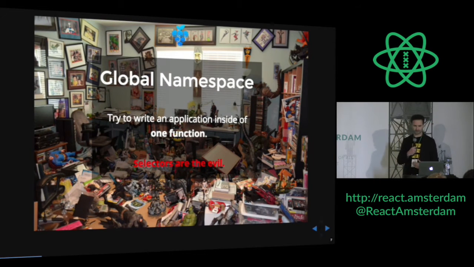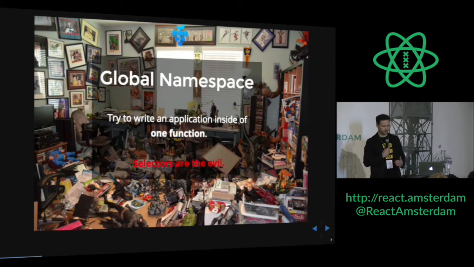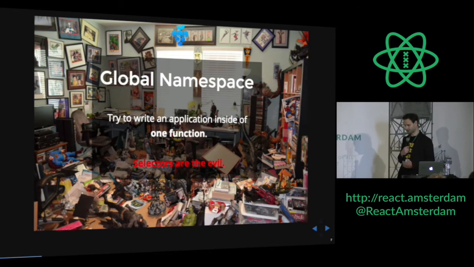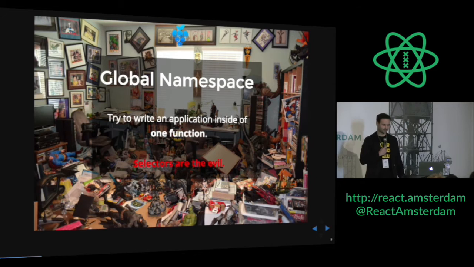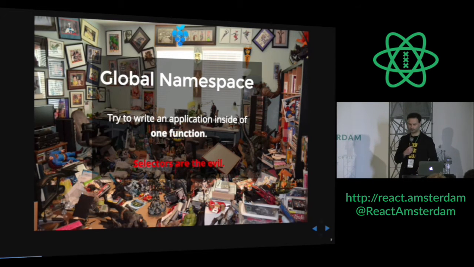And here's the biggest issue with CSS: the global namespace. To understand it, you need to imagine writing an entire application inside of just one single function with just one scope. And you can imagine that this is going to be hard to maintain. But not all of CSS is bad. It's selectors. Selectors are evil, and they are designed for documents.